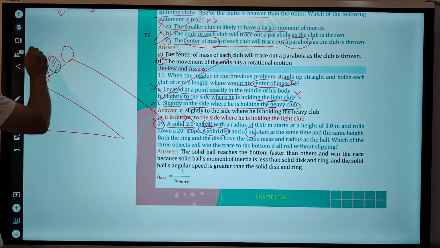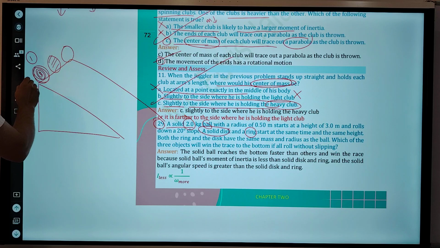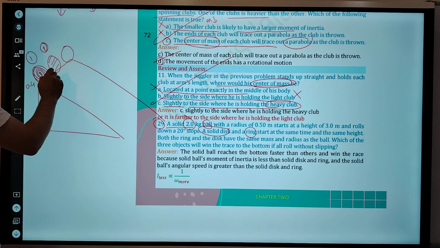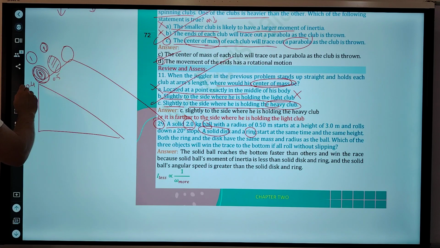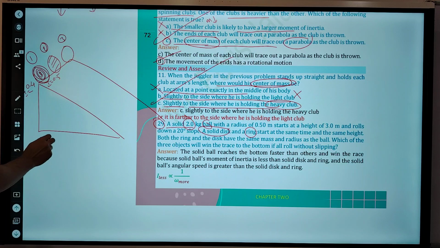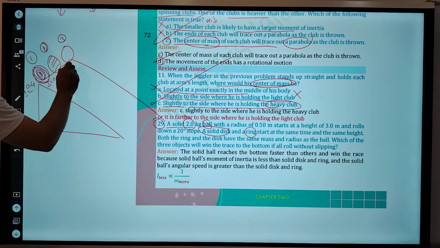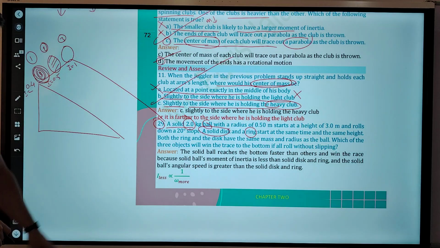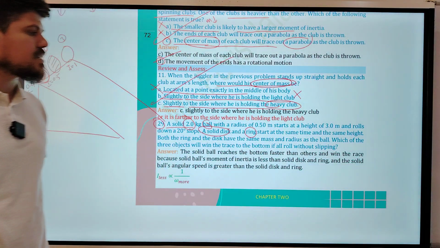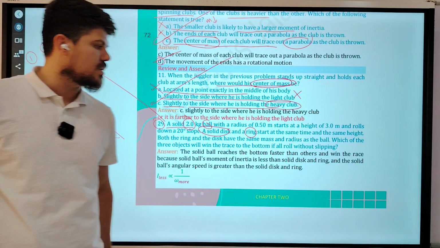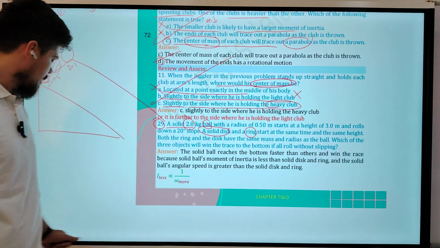Which one wins? Solid sphere. Why? Because its moment of inertia is equal to 0.4 mr squared. The second one, solid disc, wins. Why? Because its moment of inertia is 0.5 mr squared. The ring comes last. Why? Because its moment of inertia is 1 mr squared, the largest moment of inertia. So the solid ball reaches the bottom faster than the others when they're racing, because the solid ball's moment of inertia is less than that of the solid disc and the ring.